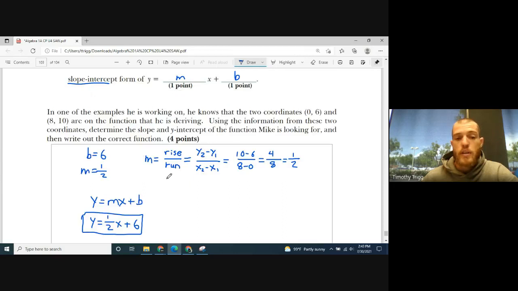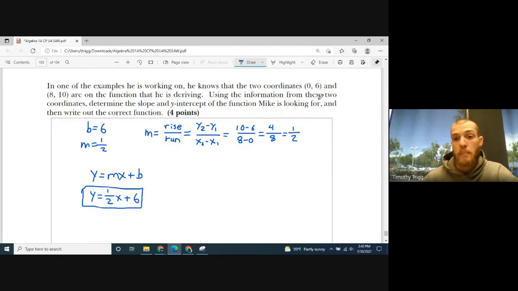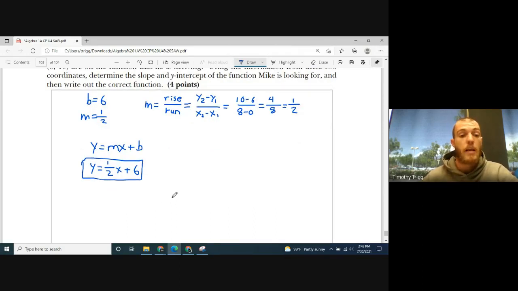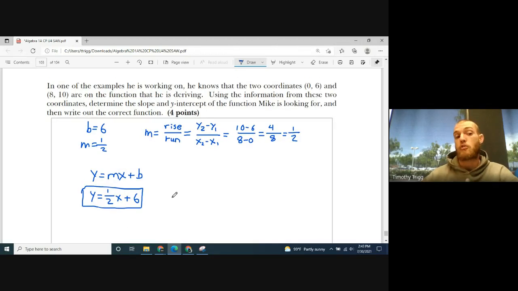And again, you could always test to make sure it works by plugging in those points to make sure this is the correct equation. And when you're taking a multiple choice test, which is what you're going to be taking, you could always check to make sure those points are correct by plugging them into the equation. That way you can make sure that you're picking the right equation or you're picking the right points by plugging in.